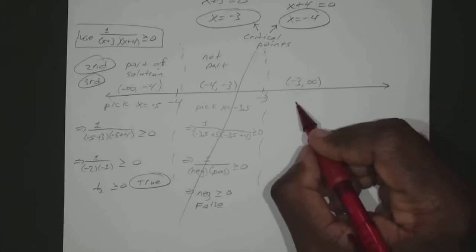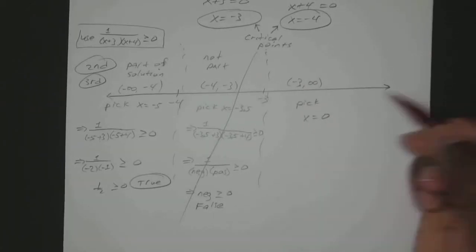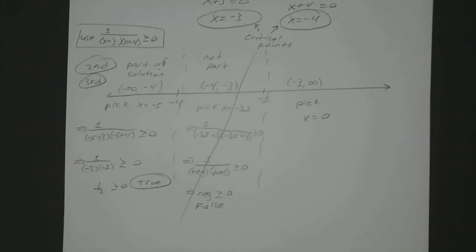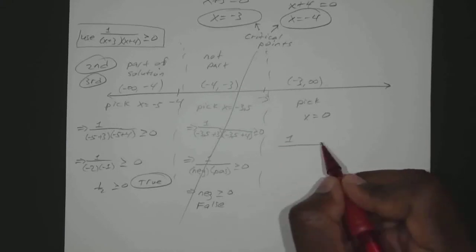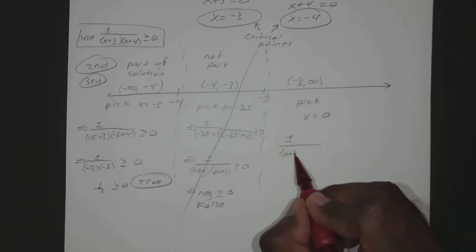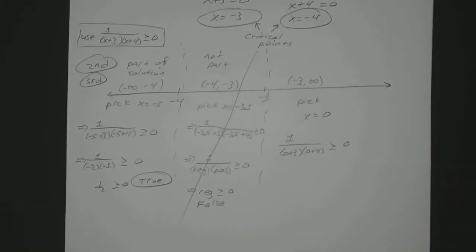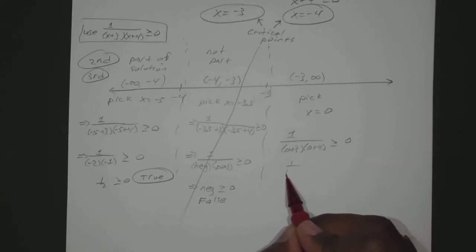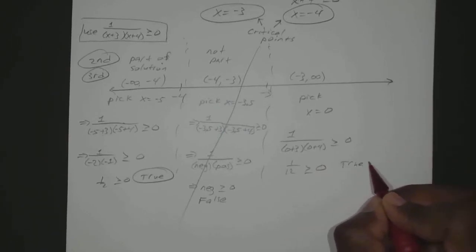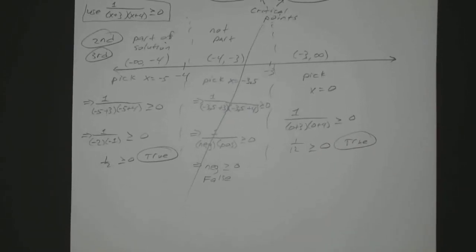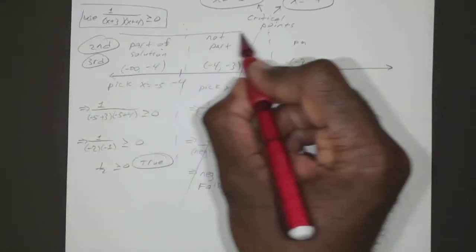From negative 3 to infinity, we can pick x equals 0. That would give us 1 over (0 plus 3)(0 plus 4) is greater than or equal to 0, which is 1/12 is greater than or equal to 0, which is true. So this is part of the solution. Separate that a little bit.